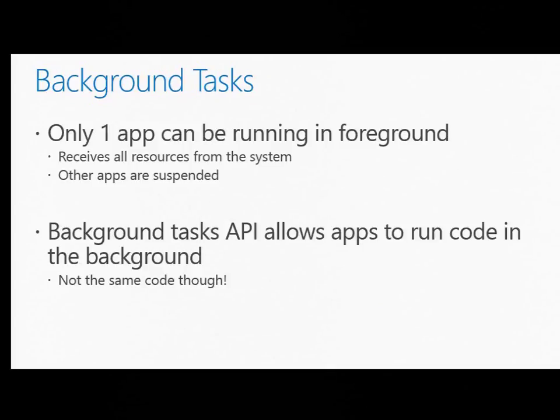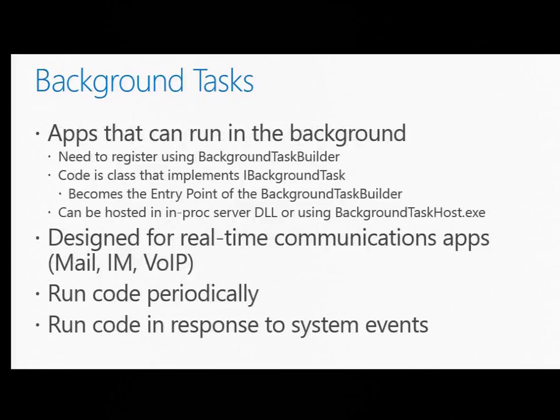Updating a live tile is just one thing you can do with a background task, but it fits nicely with this demo. So as we know, in Windows 8, at least for Windows Store applications, only one application can be run in the foreground. We have two next to each other in snap mode, but in general there's one that receives most of the resources from the system, and all the other apps are suspended. So background tasks enable us to allow apps to run code in the background, even when the apps themselves are terminated or are not available.